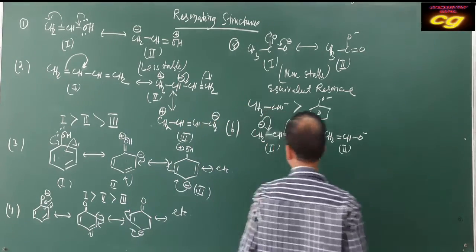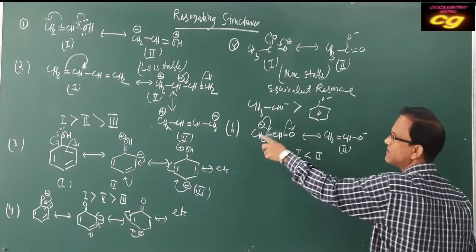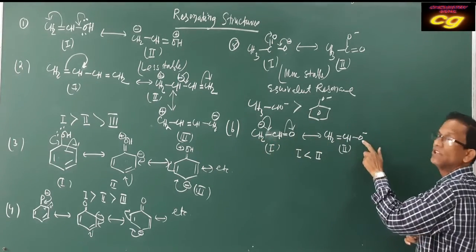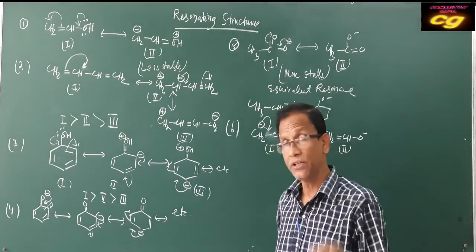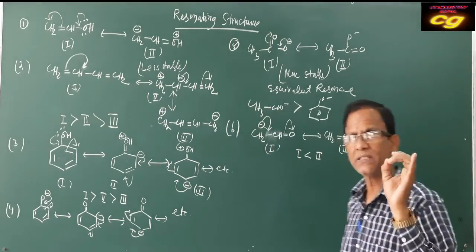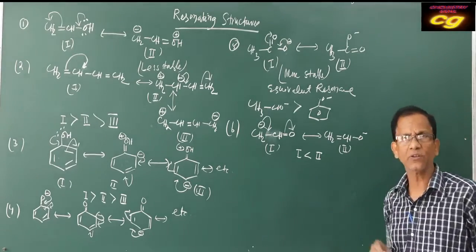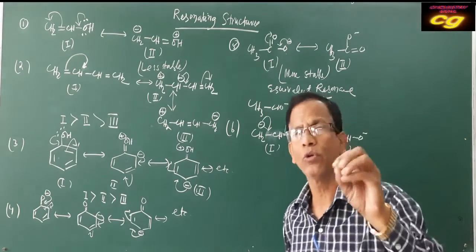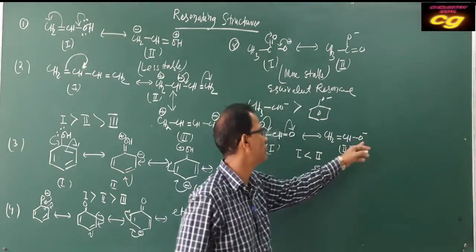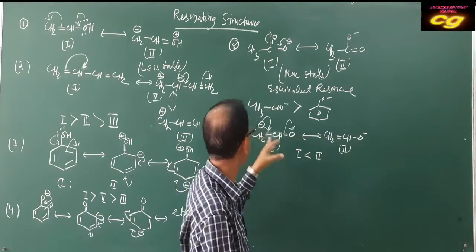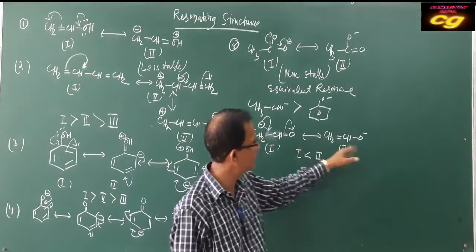Because in the first structure, the negative charge is on the carbon, which is less electronegative than oxygen, while in the second structure, the negative charge is on oxygen. The rule is that the electrons should be shifted towards the more electronegative atom and the negative charge should be assigned to the more electronegative atom. That's why if the negative charge remains on oxygen, it will be more stable than if it remains on carbon. That's why structure 1 is less stable than structure 2.